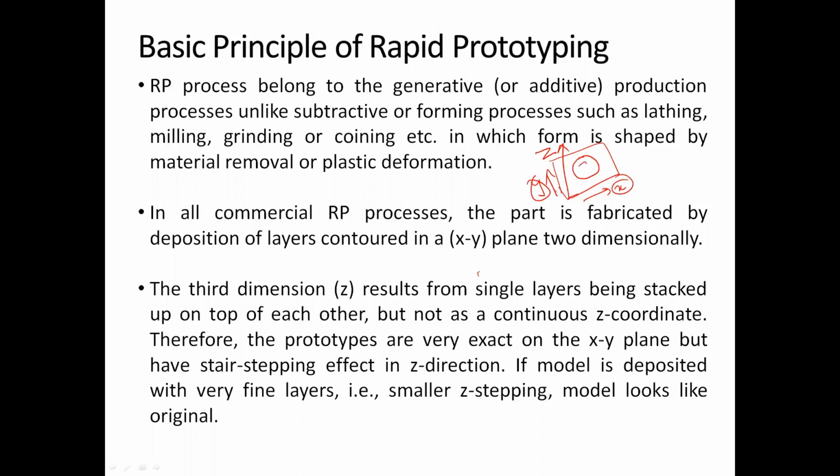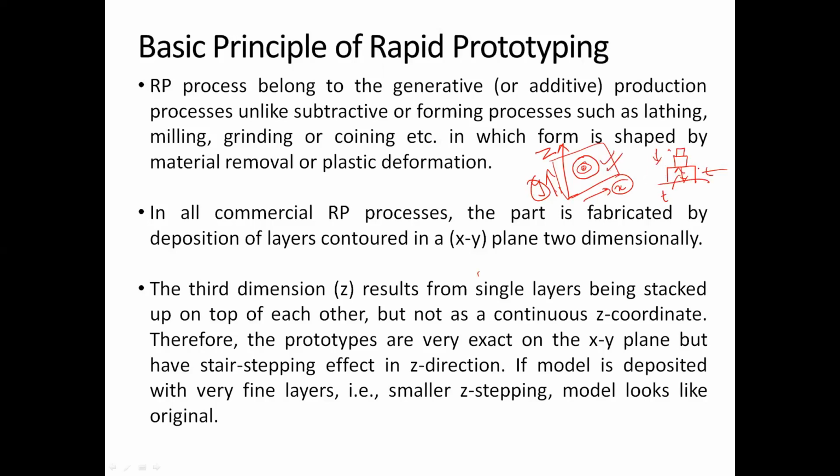When we deposit layer after layer of material, that gives a layer thickness. Now if you see from the side, what you will observe is something like this. So this is the layer thickness that you are talking about. If you look from the top, this is the view you are getting, and if you look from the side, this is the view you are going to get. So this is the basic principle of rapid prototyping.